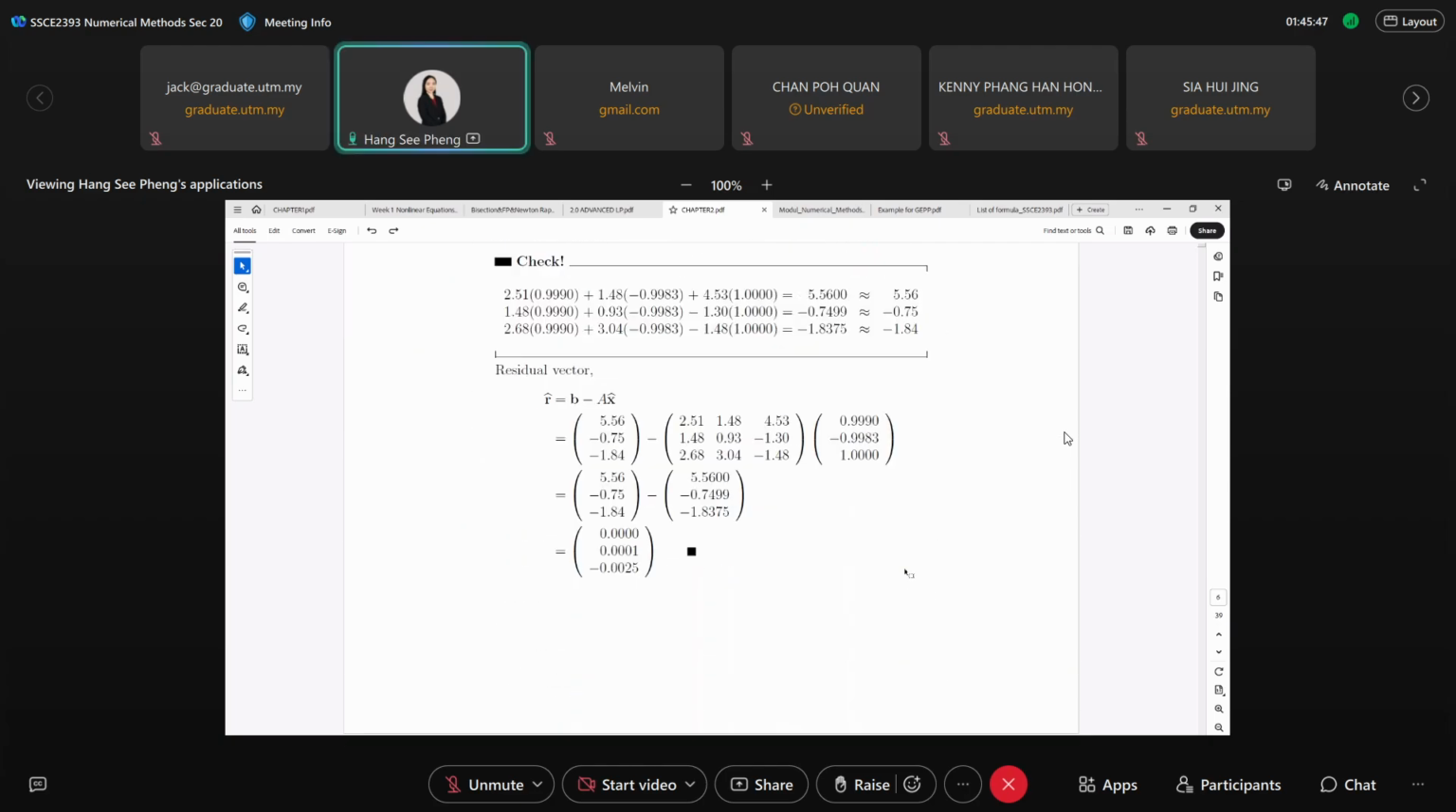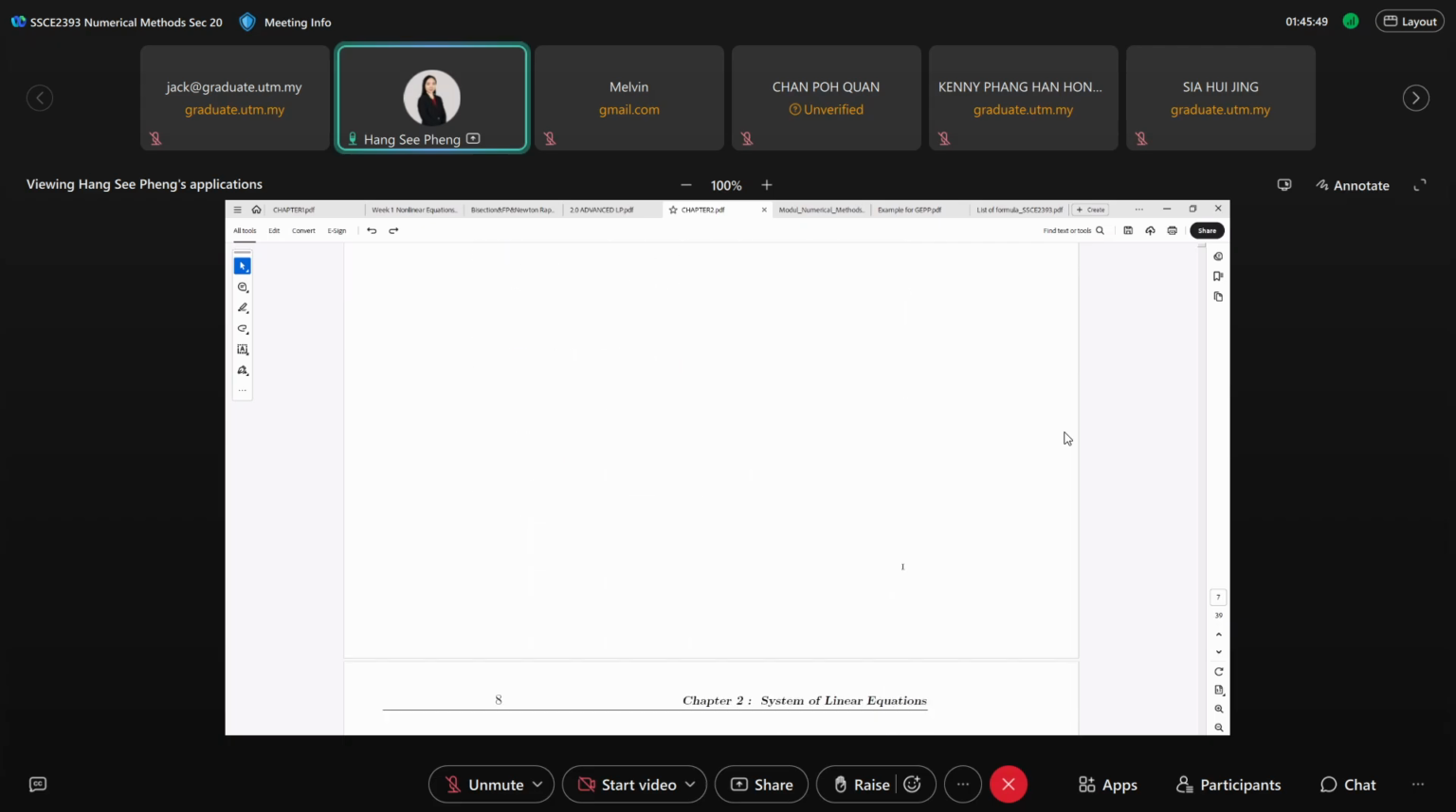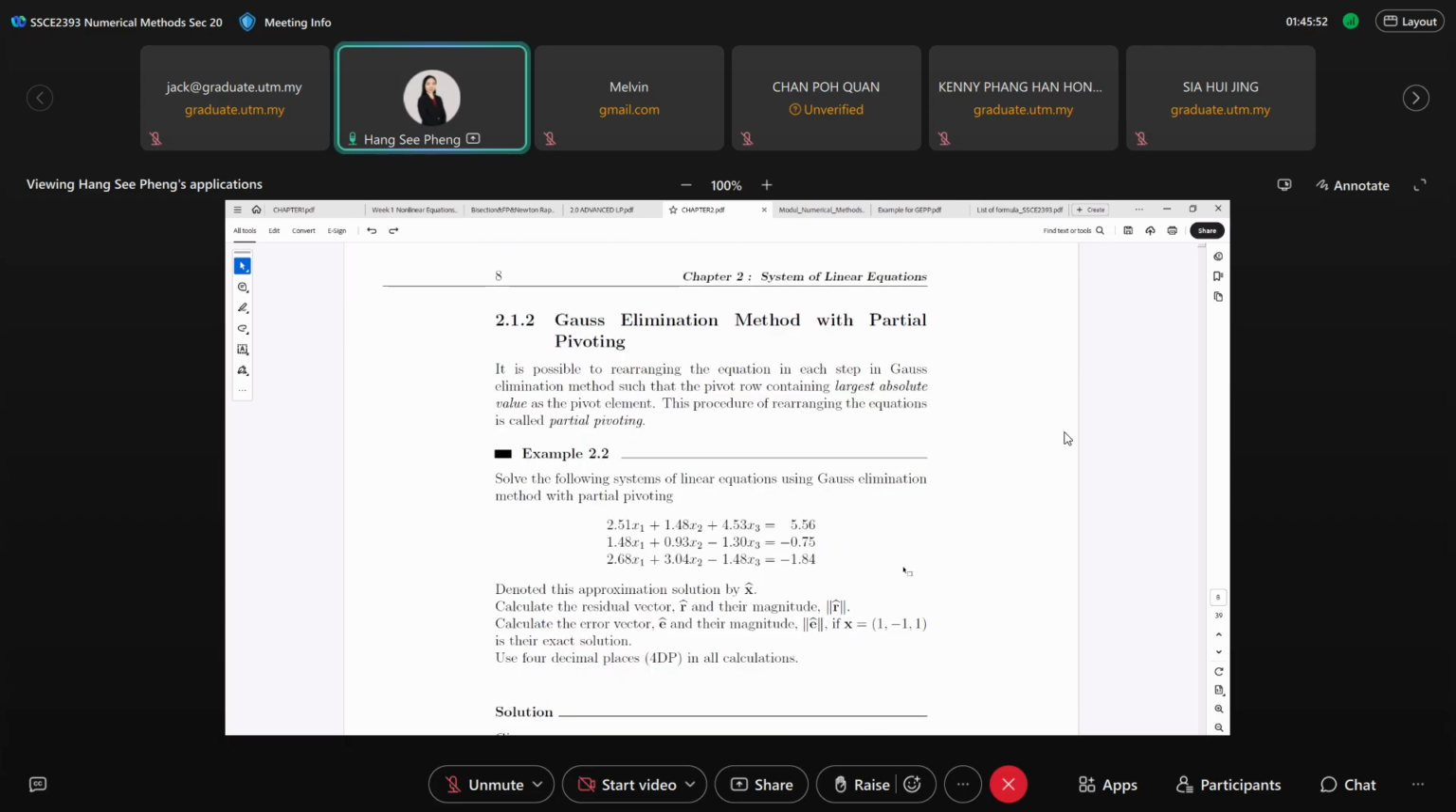Okay. So now we go for the Gauss elimination with partial pivoting. Yeah. So with partial pivoting, similar to Gauss elimination, but what are the differences? Yeah. So you can see the procedure.